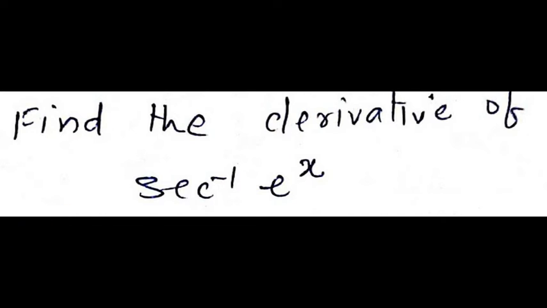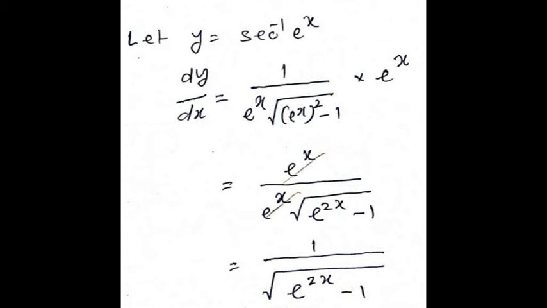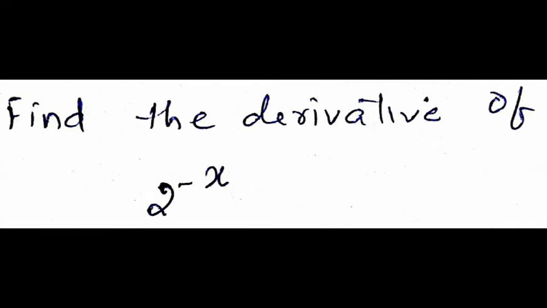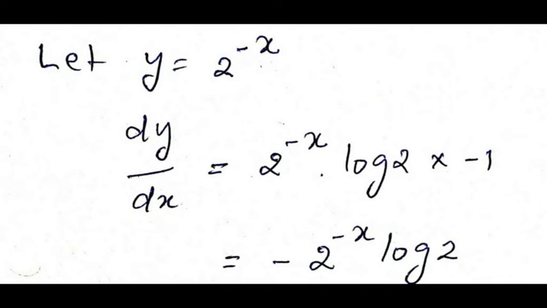Find the derivative of sec inverse e raised to x. Derivative of sec inverse x is 1 upon x root of x square minus 1, and derivative of e raised to x is e raised to x. Therefore, we get the answer 1 upon root of e raised to 2x minus 1. Find the derivative of 2 raised to minus x. Derivative of 2 raised to minus x is 2 raised to minus x into log 2 into derivative of minus x, that is minus 1. Therefore, we get the answer minus 2 raised to minus x into log 2.